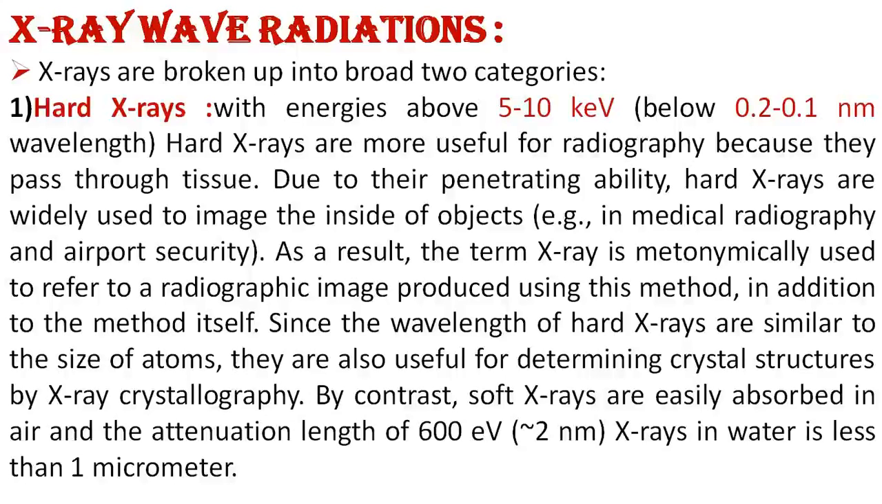As a result, the term X-ray is metonymically used to refer to a radiographic image produced using this method. In addition, since the wavelength of hard X-rays is similar to the size of an atom, they are also useful for determining crystal structures by X-ray crystallography. By contrast, soft X-rays are easily absorbed in air, and the attenuation length of 600 eV X-rays, equal to 2 nanometers, in water is less than 1 micrometer.